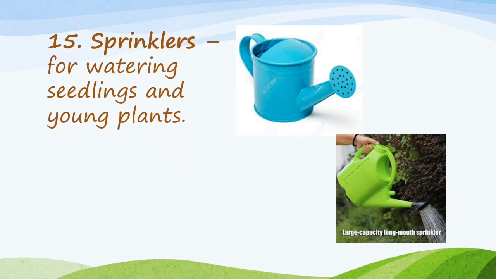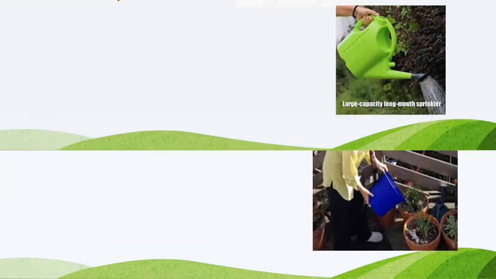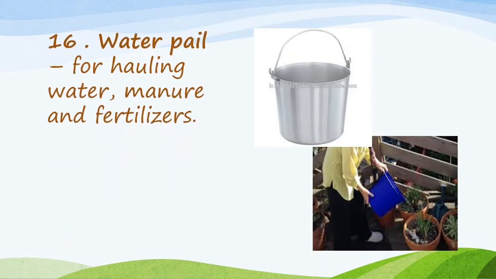Number 15, sprinklers for watering seedlings and young plants. Number 16, water pail for holding water, manure, and fertilizers.